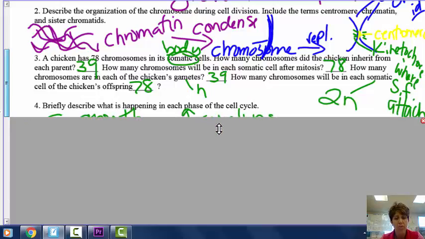All right, briefly describe what's happening in each phase of the cell cycle. A cell cycle is made up of interphase and mitosis. Interphase has 3 steps: G1, which is growth; S, which is replication of DNA, the S stands for synthesis; and G2, which is another stage of growth where it's really important to replicate all of the organelles within the cell, because once it goes through division, it's going to have to divide those organelles between the 2 cells.